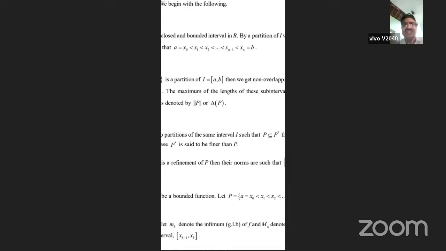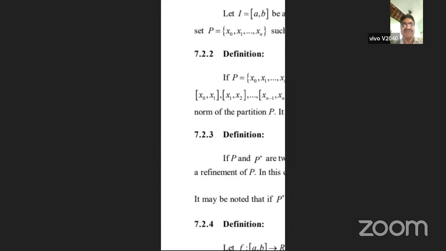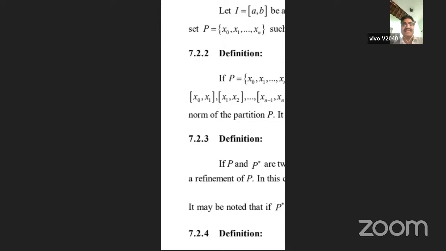So you have to see here, the first subinterval is I0, that is [x0, x1]. The length of the subinterval is denoted by del naught, so the length of I0 is x1 minus x0. That is the length of the first subinterval. In the same manner, the second subinterval is [x1, x2], that is I1, and the length of I1 is del 1, which is x2 minus x1.